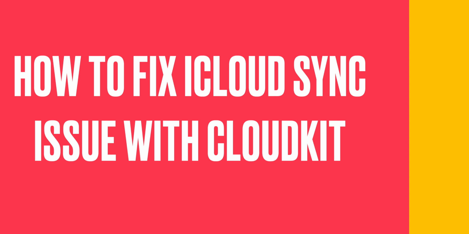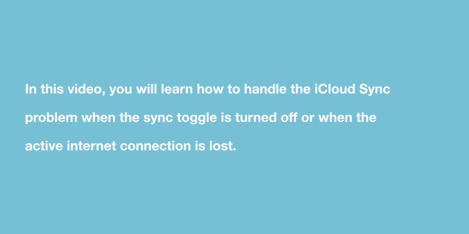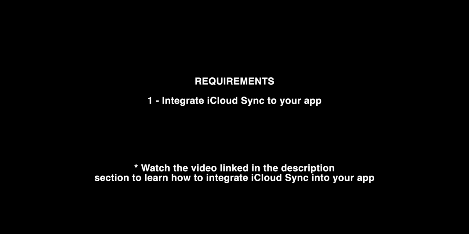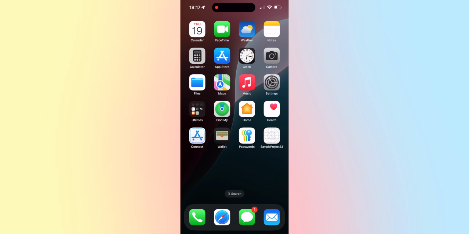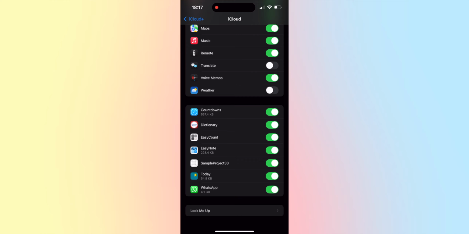In this video, we will learn how to handle the iCloud sync problem that occurs when the sync toggle is turned off or when the active internet connection is lost. Suppose that you have integrated iCloud sync into your app using CloudKit. Everything works perfectly until your active internet connection is lost or you turn off the iCloud sync feature for the app in your iCloud account.